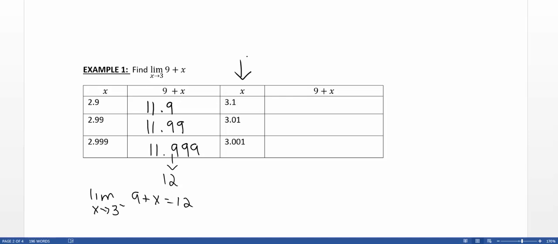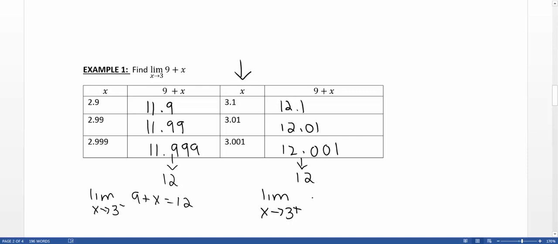So when I plug these numbers in, I'm going to get 12.1, 12.01, 12.001. And again, I can see that these numbers are approaching 12, because every time I get closer to 3, there's another 0 before the 1, which means I'm getting closer and closer to 12. So this limit I can write as the limit as x goes to 3 from the right, so with that plus sign, of 9 plus x equals 12.